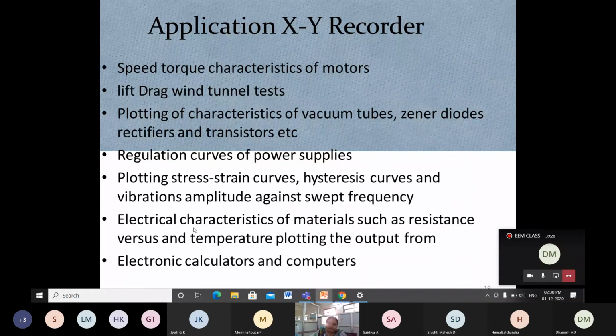Then electrical characteristics of materials, such as resistance versus temperature, plotting the output, can be done using an XY recorder. Then electronic calculators and computers work based on the principle of XY recorders. These are also a few applications where we can use XY recorders.